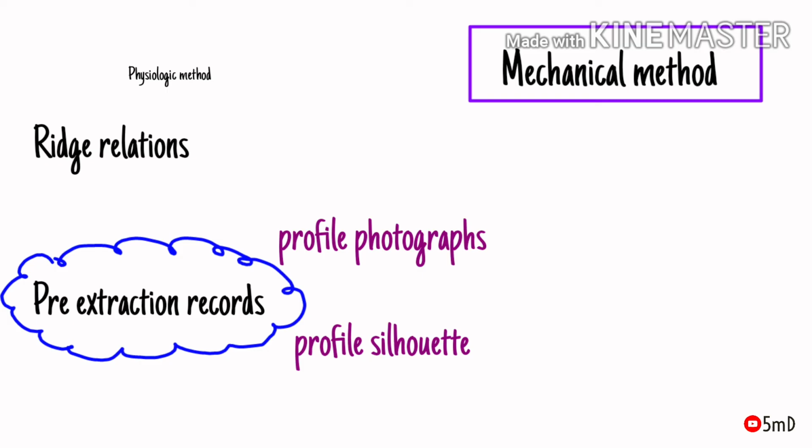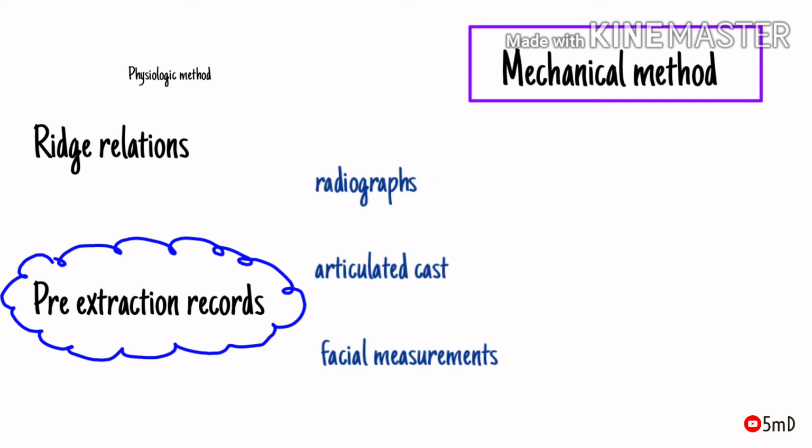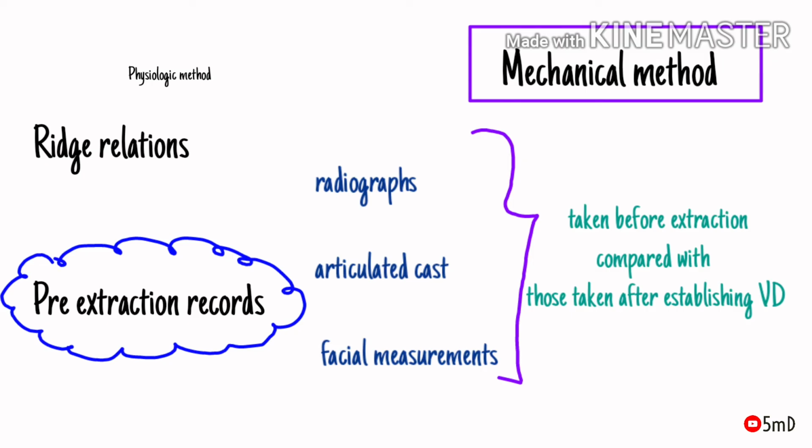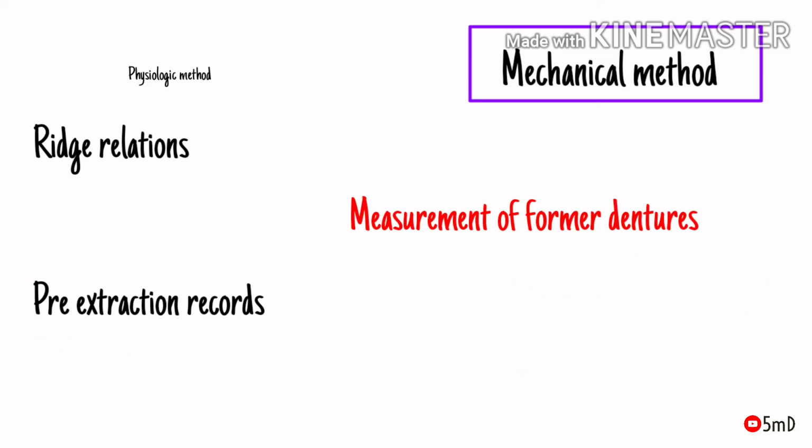Profile photographs which were taken before extraction could be compared to the photographs which are taken after the vertical dimension established occlusal rims are inserted in the patient's mouth. Profile silhouettes are of similar use. Silhouettes are carved out in cardboard, cut and contoured with wire, and can be used for reference. Similarly, radiographs and articulated cast facial measurements which were done before extraction of the teeth could be compared with those which will be taken after the establishment of vertical relation. Measurement of former dentures can be suggested as a method, but it cannot always be appropriate.